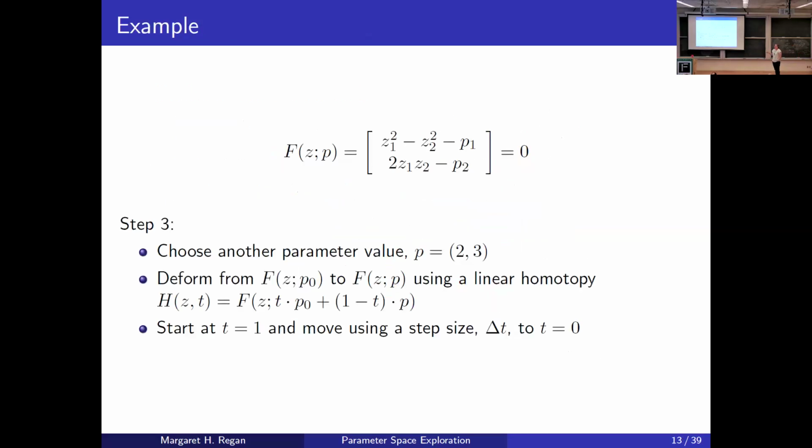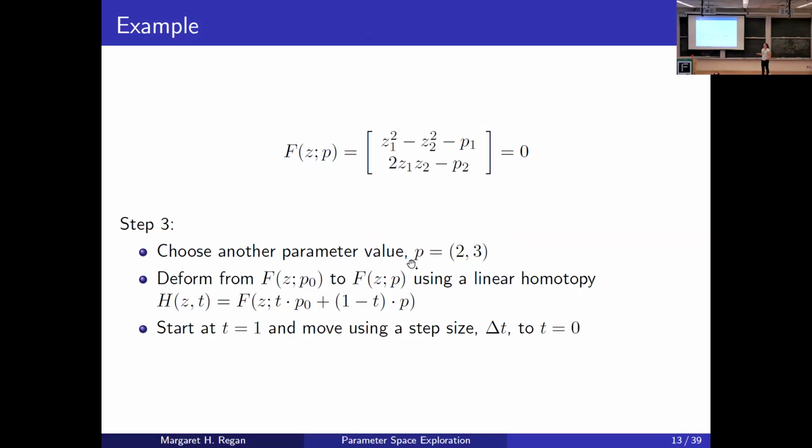So then what happens if we want to do a different parameter point? And so then we can say, well, we have this other parameter value p at 2, 3, and we no longer have to start all the way from our original start system g, but we can use the non-singular isolated solutions from our original target system, f of z at p naught, to then track those solutions of f of z at p naught to the ones at f of z at p, our new parameter value.